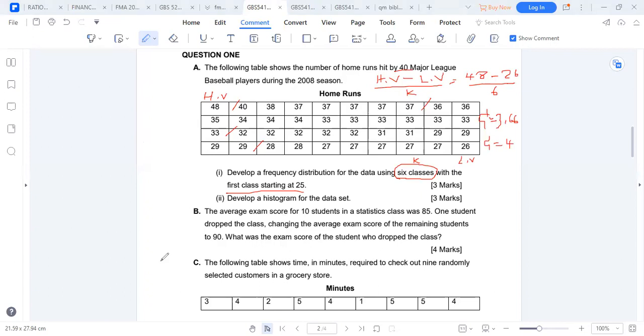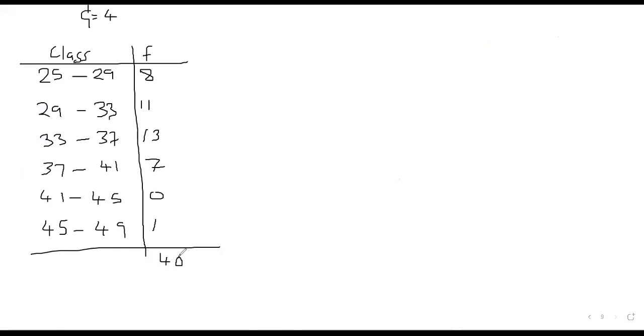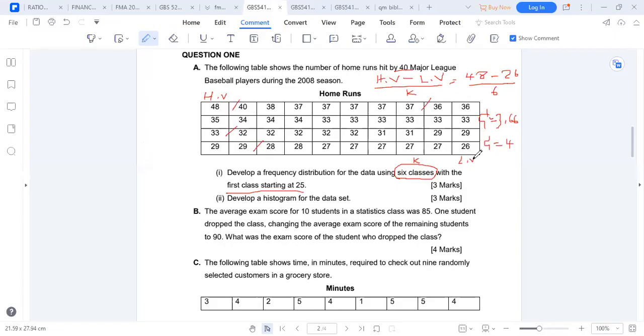A quick recap. What did we first do? How did we identify the classes? We looked at the highest value and the lowest value. You get the range: you subtract the lowest value from the highest and divide it by the number of classes you've been given, which is 6. We got 3.66, so the nearest is 4. So this is the class width. This class width is going to guide us on how many classes we're going to have.